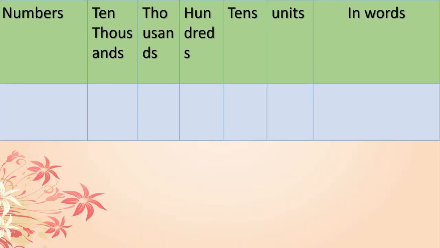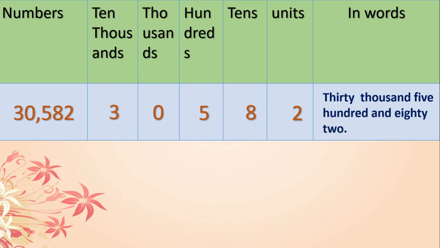See, this is a table. Number is given. We will write the numbers according to their places. That is 2, 8, 5, 0, 3. You know how to write this in words too, right? This is nothing but 30,582. Isn't it? Okay.